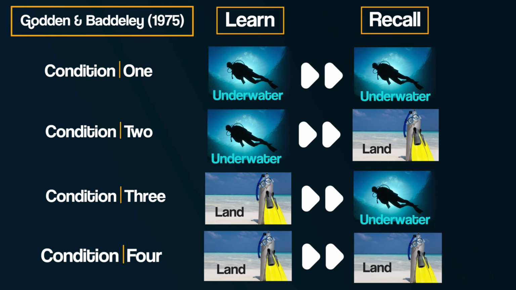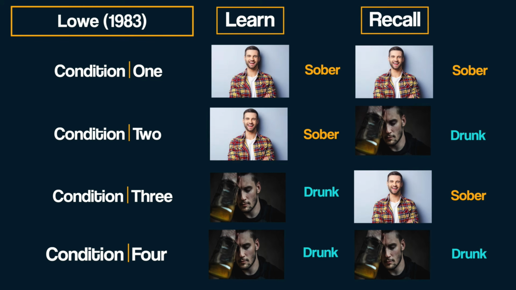In their 1975 study, Godden and Baddeley investigated context-dependent forgetting by having scuba divers learn and recall words either underwater or on land. They found that recall was better when the learning and retrieval context matched, i.e., learning and recalling underwater or on land. In Lowe's 1986 study, participants had to memorize a map and directions to follow in either a drunk or sober state.